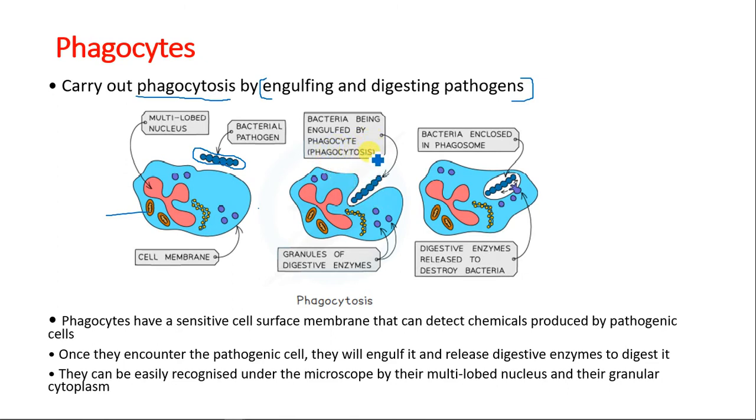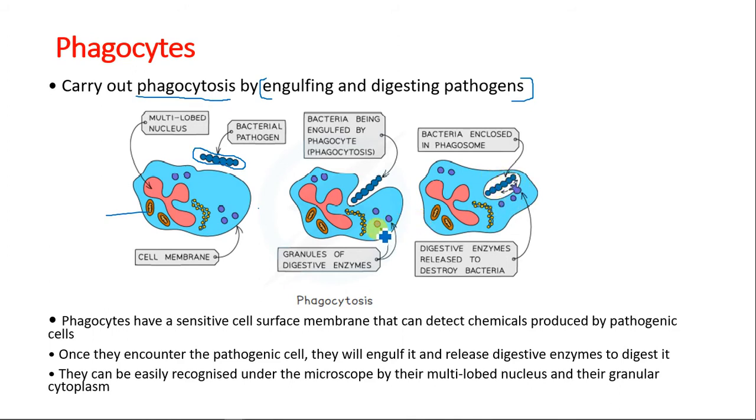That is phagocytosis. Now, inside the phagocyte, you have digestive granules, which produce digestive enzymes. Even the lobed nucleus produces digestive enzymes. So the bacteria will now be enclosed in a phagosome. Now, this is a phagosome, and the bacteria is enclosed in it.